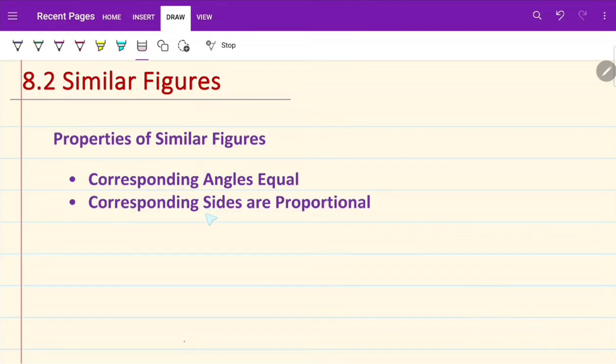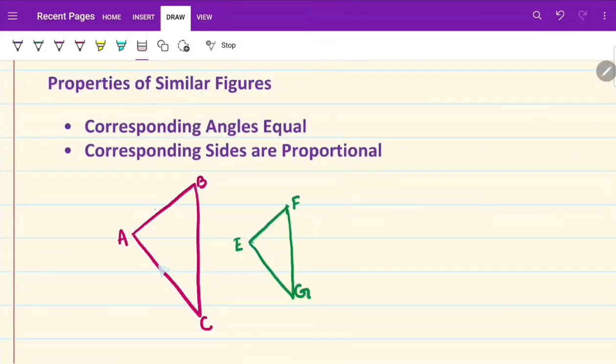Now I'm going to draw two triangles. I'm going to work with triangles here, and I'm going to show first what we mean by corresponding angles. So here we have two triangles, triangle ABC, and then we have triangle EFG to the right. As we can see clearly, these two triangles are of different sizes. Triangle ABC is much larger than triangle EFG. However, they can be considered similar triangles if their corresponding angles are equal to each other.